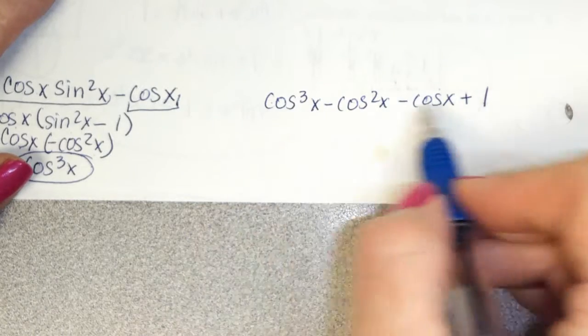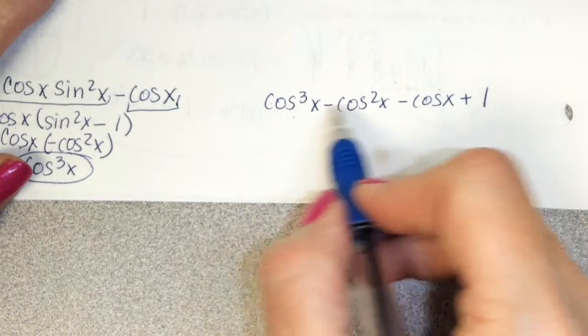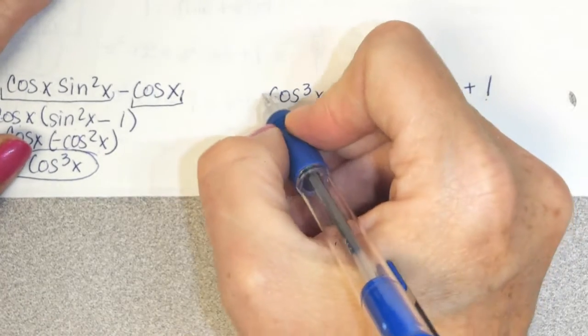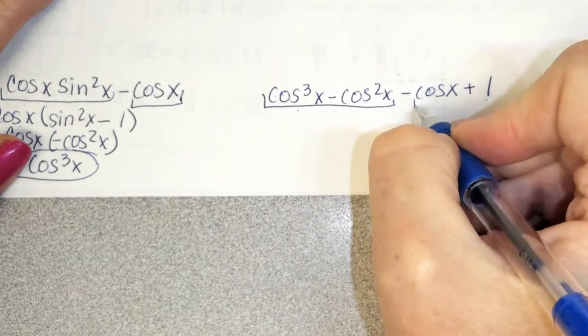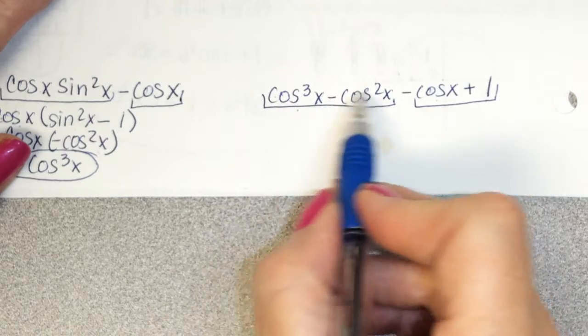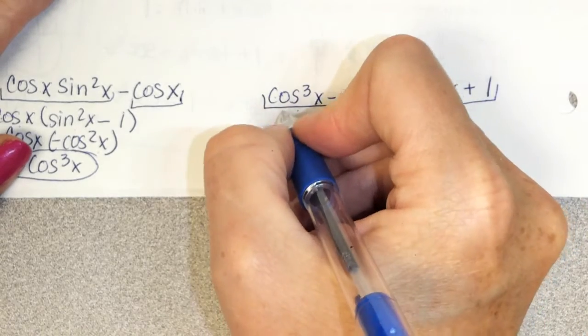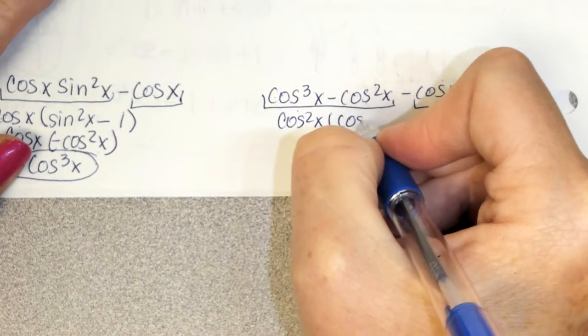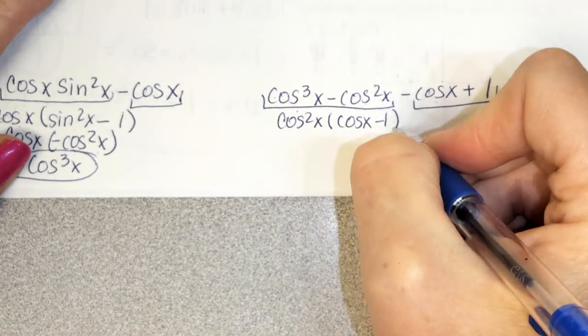Would you know what to do here? How you can factor when you have 4 terms? Grouping, great. So we're going to group these two and these two. What can we factor out of these two? Cosine squared x. I'm left with a cosine x minus 1.